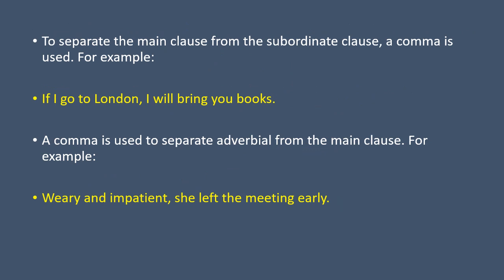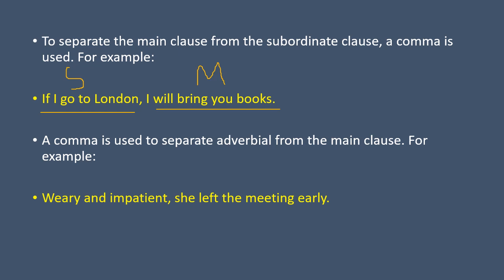To separate the main clause from the subordinate clause, a comma is used. Now that is the most common use of the comma, and it's very simple, straightforward. For example, if I go to London, I'll bring you books, or I will bring you books. Okay, now one of them is the subordinate clause, this one, and one of them is the main clause. So one subordinate clause, one main clause makes a complex sentence. So these should be separated. Two clauses are separated using a comma, or sometimes a subordinating conjunction, for example, because, if, while, however. Okay, all these types of conjunctions.